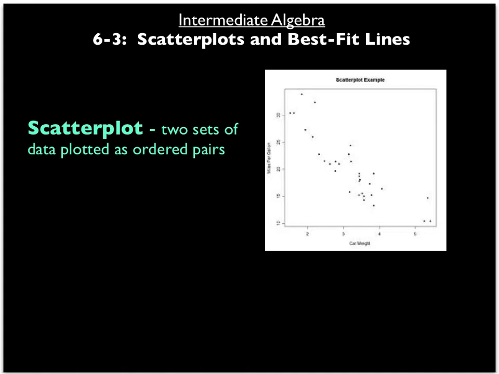You have an idea what a scatter plot is. Two sets of data plotted as ordered pairs. So on this example here you can see my two data points, my x and y if you will, are car weight and then miles per gallon. And as you might guess, you can see what the trend is of this data. The heavier a car is, then the worse its mileage would be. So this is a pretty good example of scatter plots. There's a lot of real life examples that we could show as scatter plots as well.